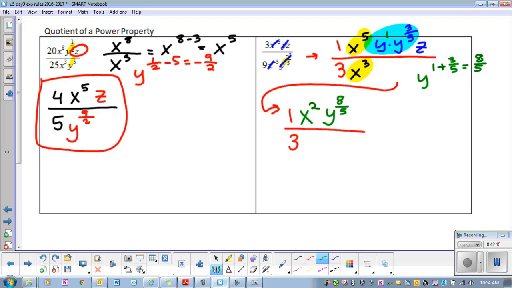Now I have my z. I can't do anything else with that z, right? There's nothing else to simplify it with. So just leave it up on the top. And there you go. Now you're done. You can only have one of each type of variable. You can't have two x's or two y's. Okay? You only need one. Are we okay with this? All right, this is a lot of information, I know.